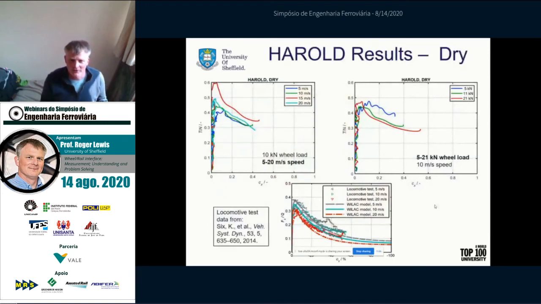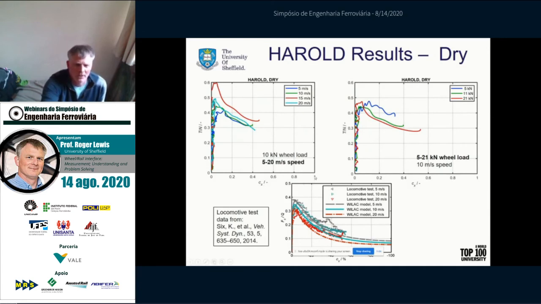What's more interesting is some of the data. So initially, we did some dry tests to try and benchmark the performance of the rig. It hadn't been used for friction measurements before this project. So you can see here we've got friction coefficients against traction coefficients against slip.